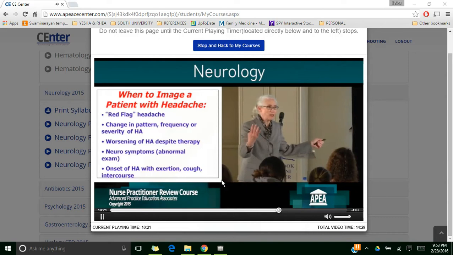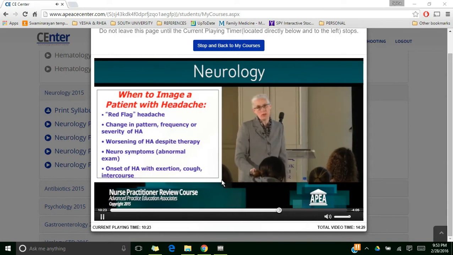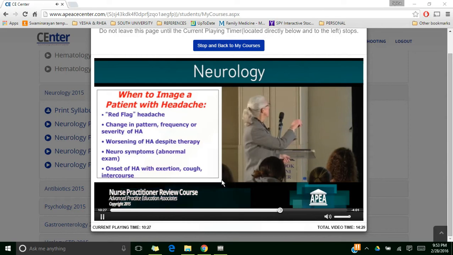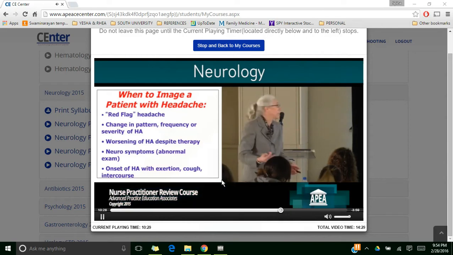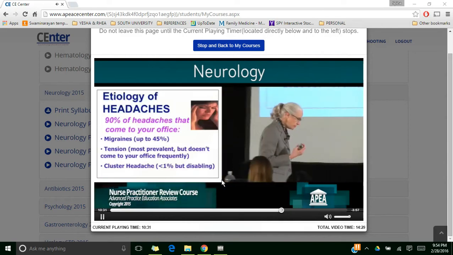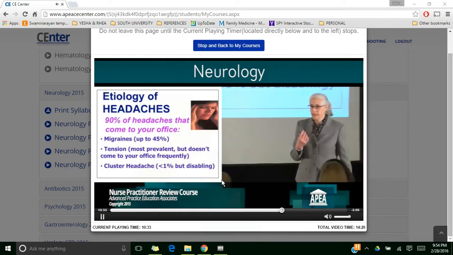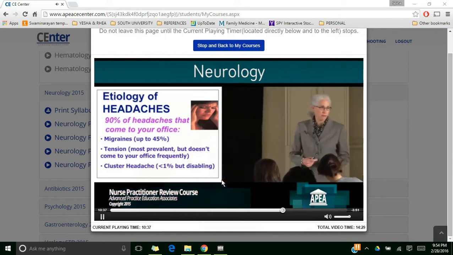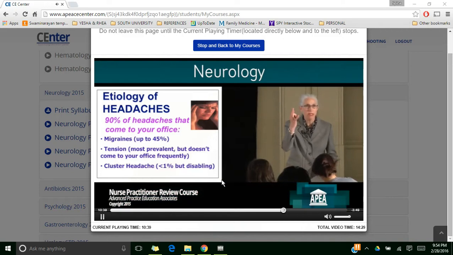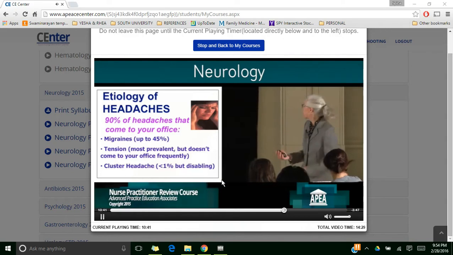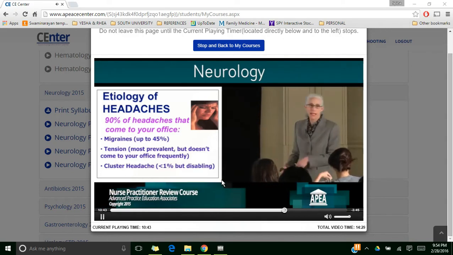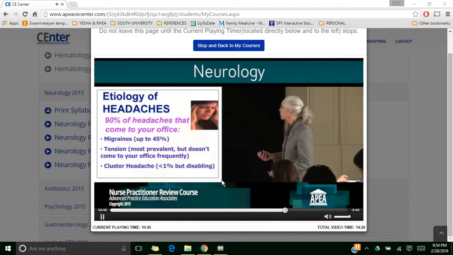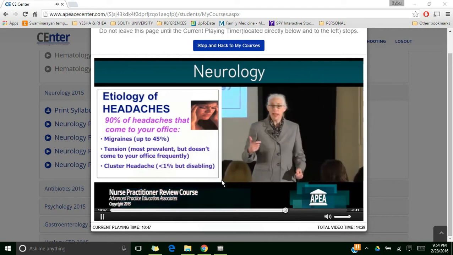Now, look at this. 90% of the headaches that walk in your office will fall in one of these three areas, which is why you need to know about these three types of headaches. About half of the headaches that walk in are migraines. That's because those darn things are disabling. When people get them, they need help and they get it. So anyway, let's talk about these tension headaches and finally a little bit about cluster headaches.